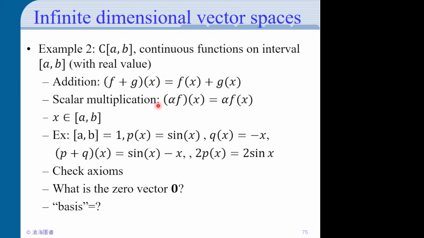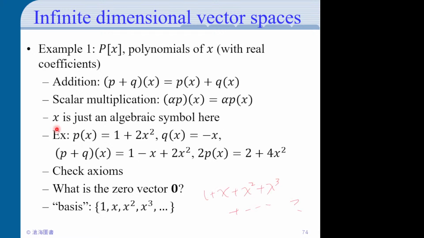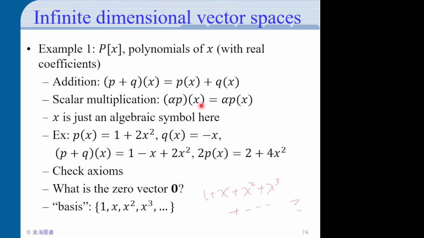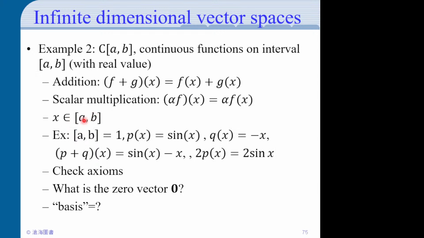So it's a pointwise definition. (f plus g)(x) equals f(x) plus g(x), and scalar multiplication, (alpha f)(x) equals alpha times f(x). But the meaning of x here is a little different, although those equations look very similar. Here we don't need to choose any number. x is just some variable to be decided. But here we think of x as some number between a and b because our function is defined on this interval a and b.